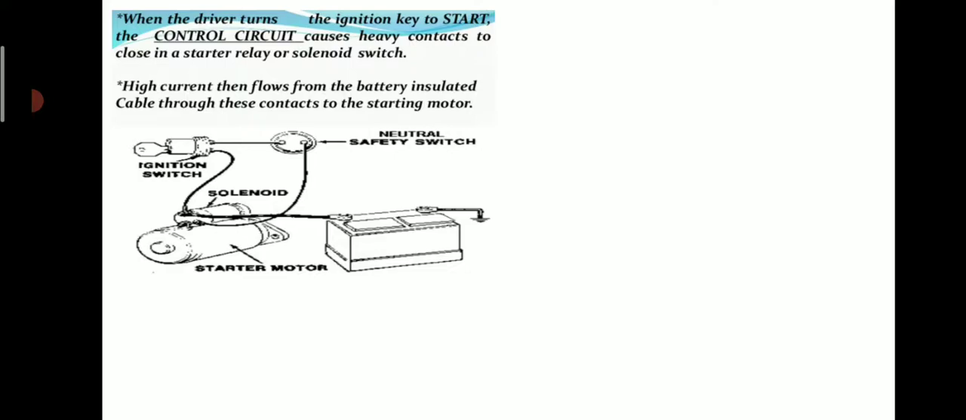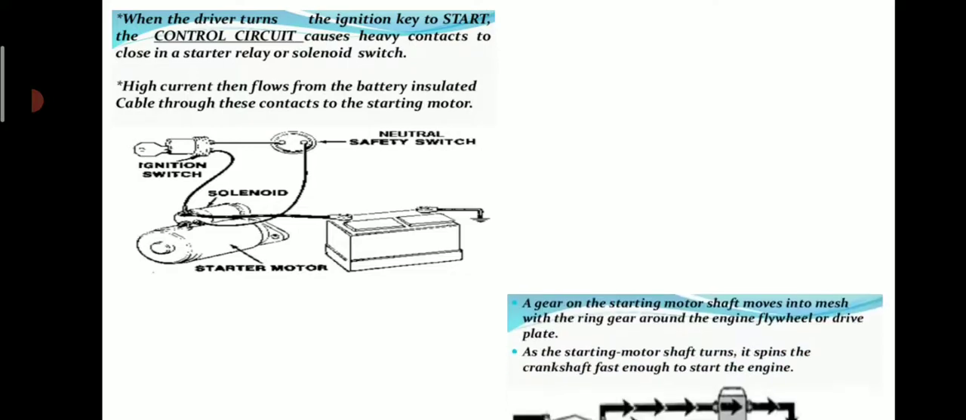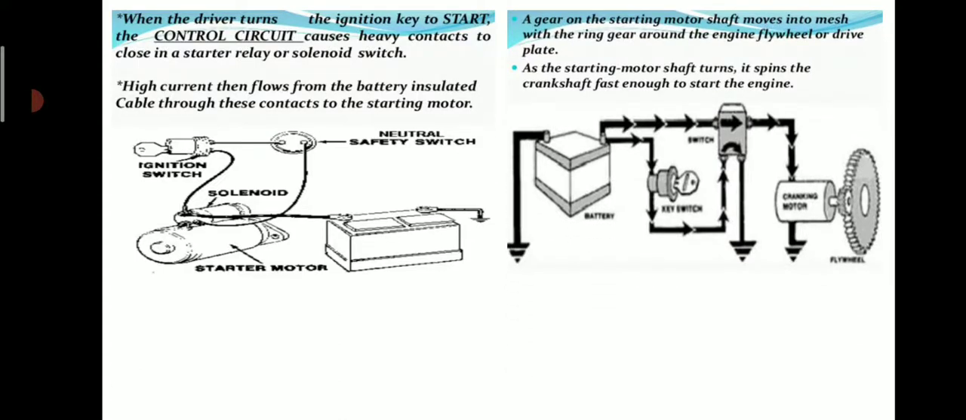When the driver turns the ignition key to start, the control circuit causes heavy contacts to close in a starter relay or solenoid switch. High current then flows from the battery through insulated cable through these contacts to the starting motor. A gear on the starting motor shaft moves into mesh with the ring gear around the engine flywheel or drive plate. As the starting motor shaft turns, it spins the crankshaft fast enough to start the engine. So, this way the engine is going to start.